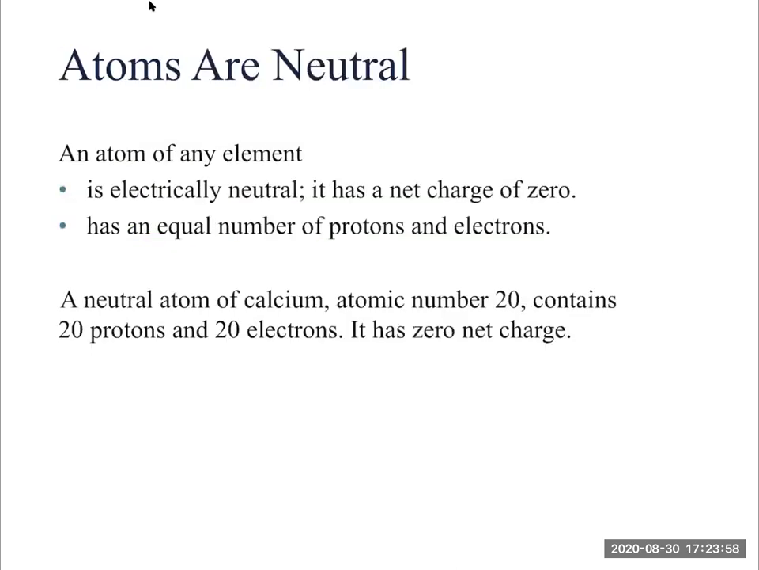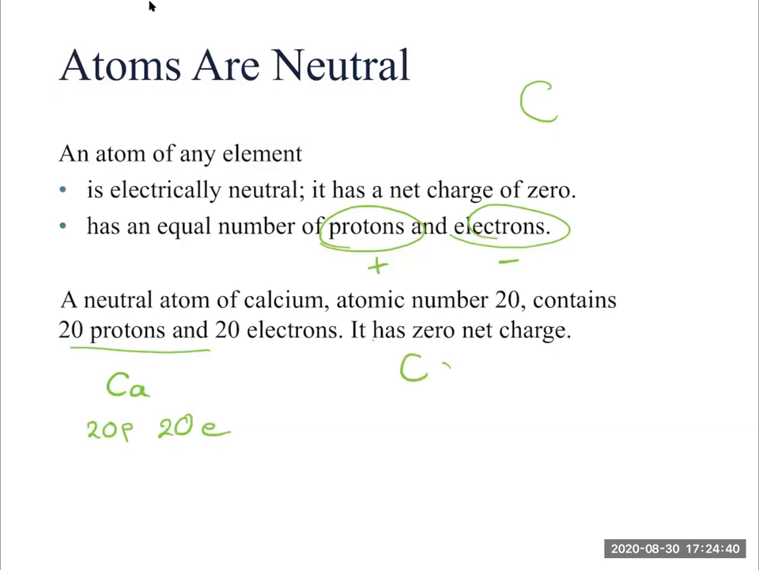Okay, atoms are neutral. An atom of any element is electrically neutral. It has 0 net charge. So if you see something like carbon and you don't see anything as a superscript, that means the charge is 0. What that means is it has the same number of electrons as protons. Remember, protons are positive, electrons are negative. So if you have that same amount, they cancel each other. A neutral atom of calcium, for example, has 20 protons and 20 electrons.